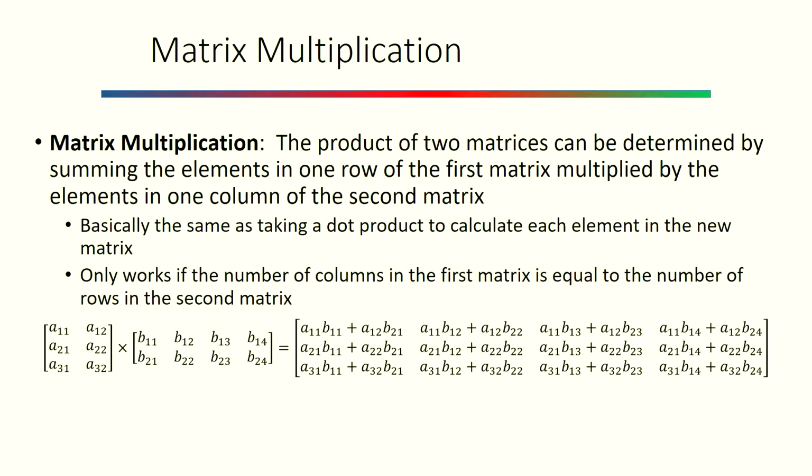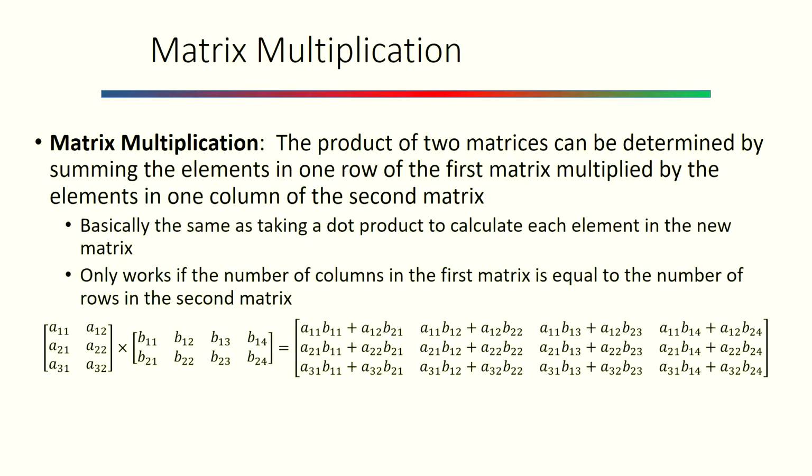Multiplication of two matrices is more complex. It only works if you have two matrices such that the number of columns in the first matrix is equal to the number of rows in the second matrix. The product of the two matrices is determined by summing the elements in one row of the first matrix multiplied by the elements in one column of the second matrix. Basically, each element is determined by the dot product of the appropriate row from matrix 1 and column from matrix 2.